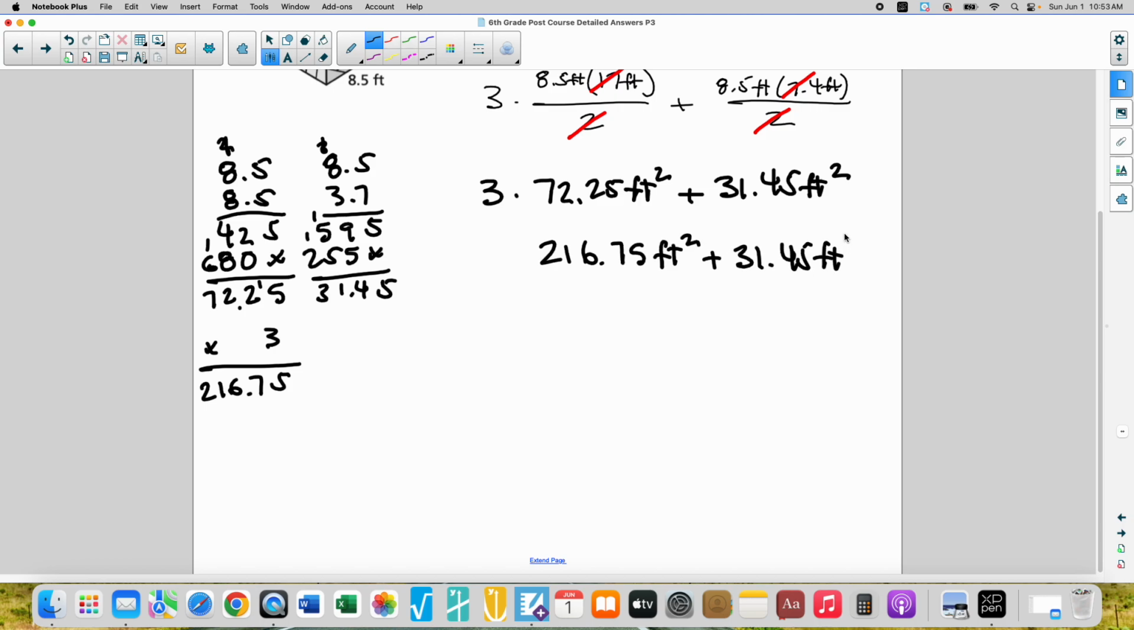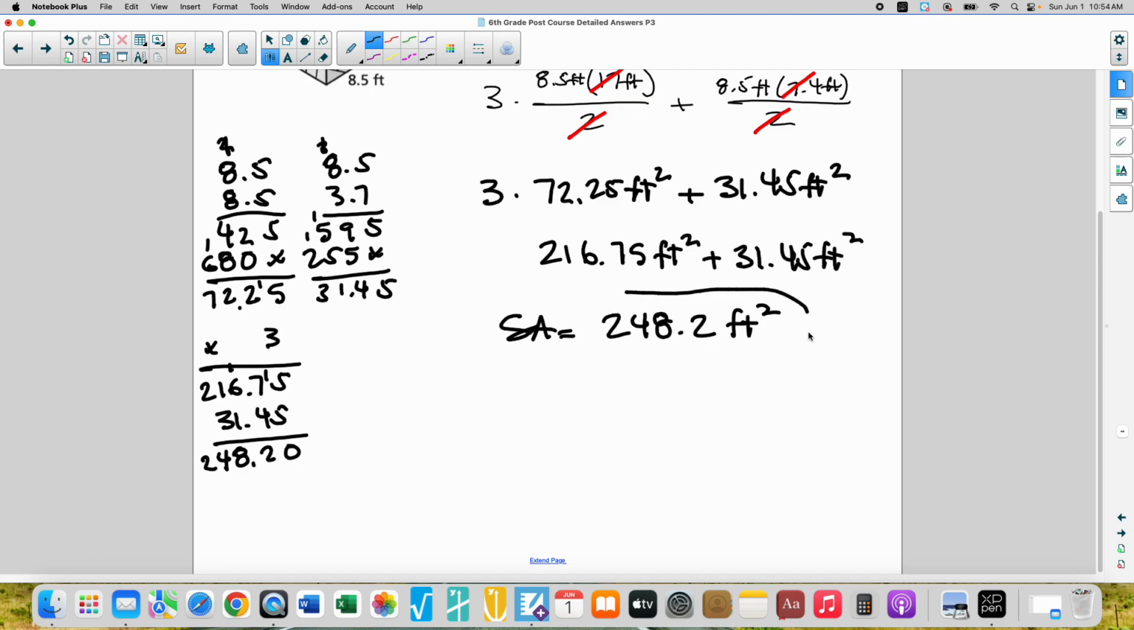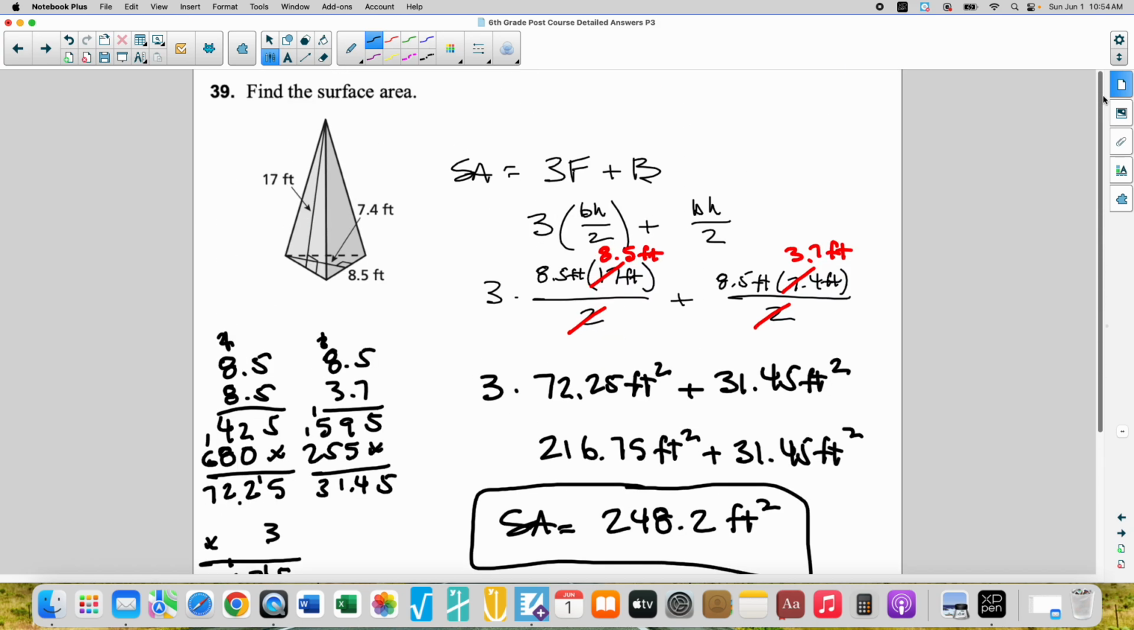31.45 feet squared. Now we're going to add 216.75 plus 31.45. 5 and 5 is 10. That's 12. That's 8. That's 4. That's 2. So 248.2 feet squared would be the surface area of that triangular pyramid. I don't need that 0. That drops off. Okay. That's the surface area.